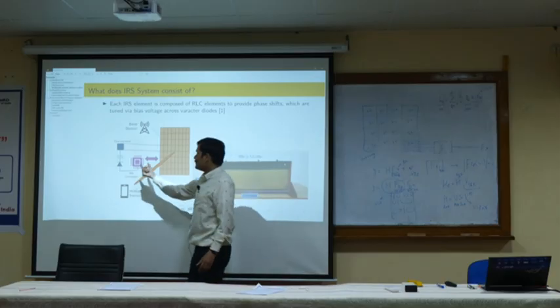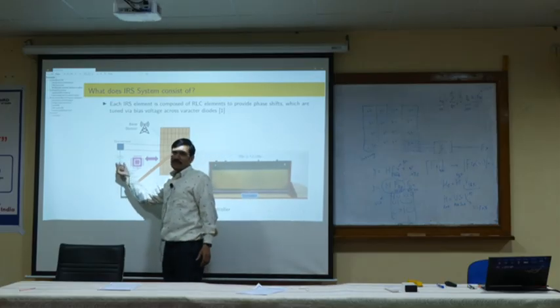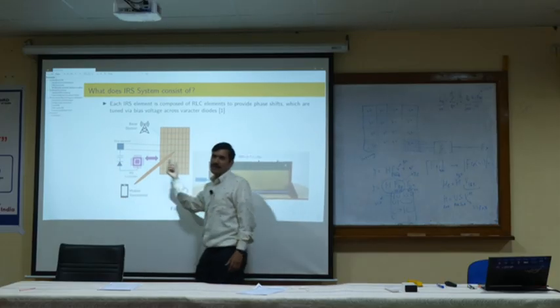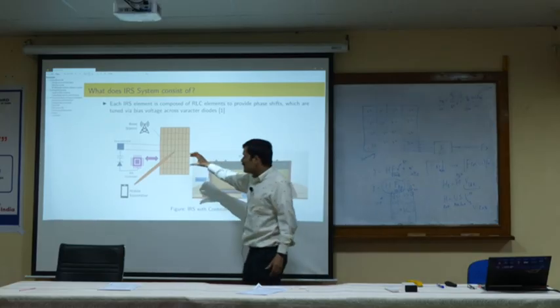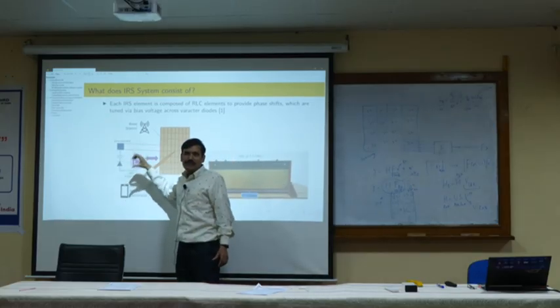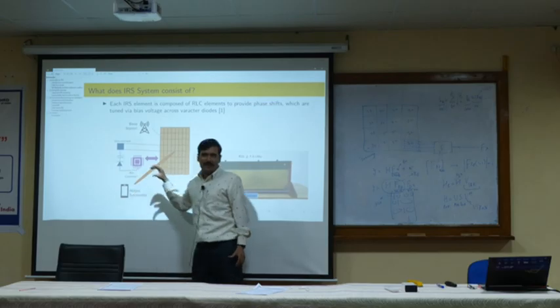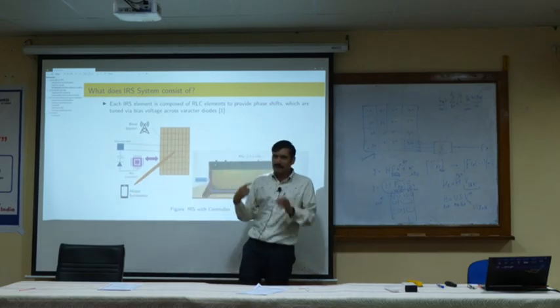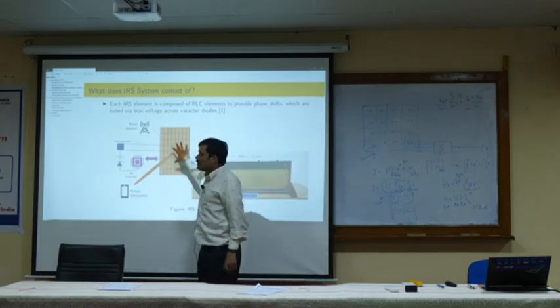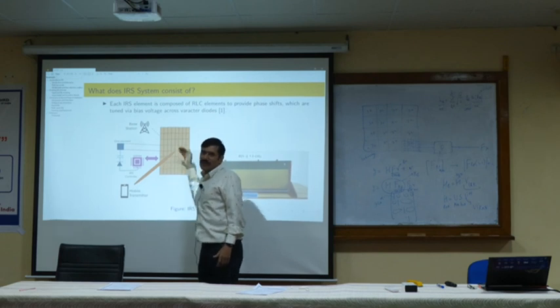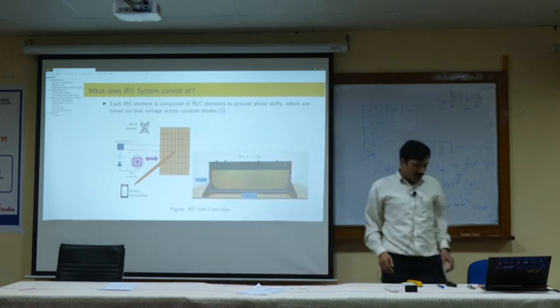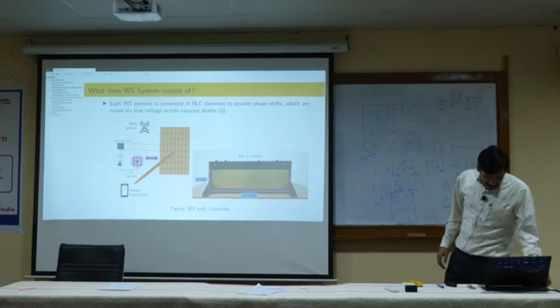So in that RC phase shift network, they are using the varactor diode, and they are changing the voltage across it so that the capacitance will change. If the capacitance changes, the phase shift will change. That way we can direct the beam accordingly. That is the idea here for implementation.